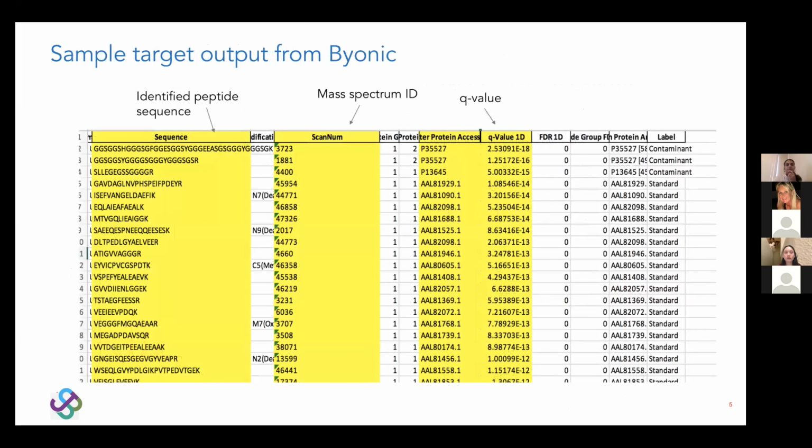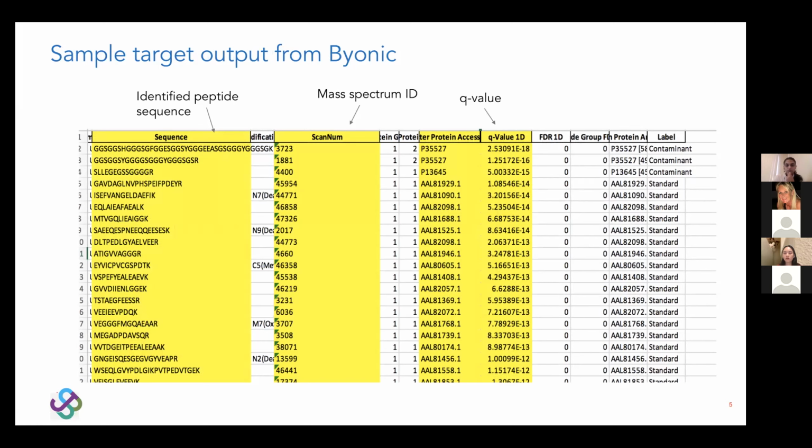And here I show a sample output from a very popular search algorithm, Byonic. You can see the first column that I highlight here is the identified or matched peptide sequence. And the second column that I highlight here is simply the mass spectrum ID, as well as Q values here, which are used for FDR control.